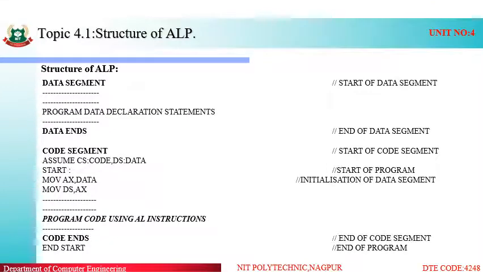So in the first part we will start with the data segment. We have to specify the assembler directive segment, and in front of segment we have to write data. That means the data segment is starting. Why are we using the data segment first? Because in any assembly language program we have to first provide the data to the microprocessor. So first we define our data inside the data segment. So we will start our data segment with the data segment assembler directive.